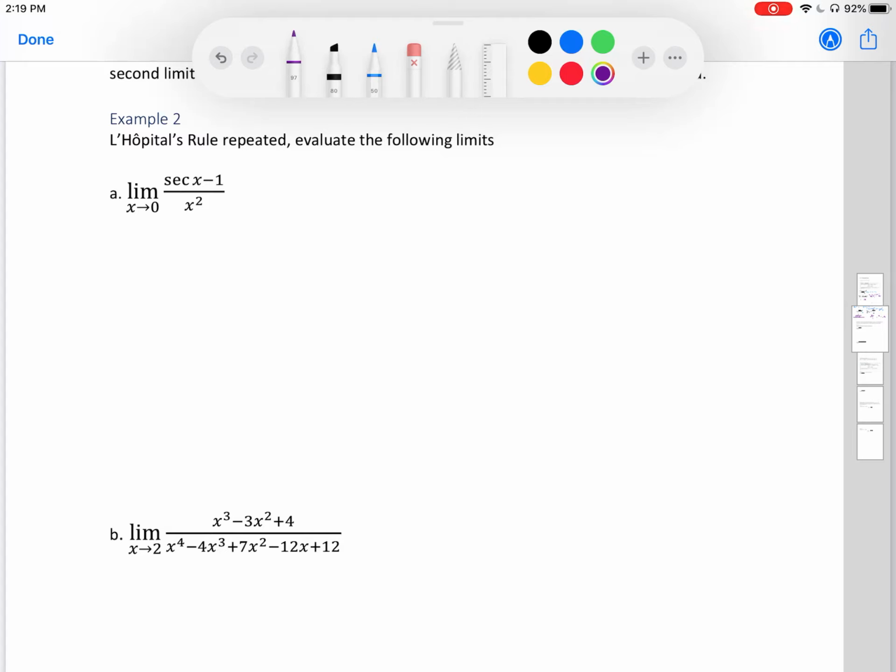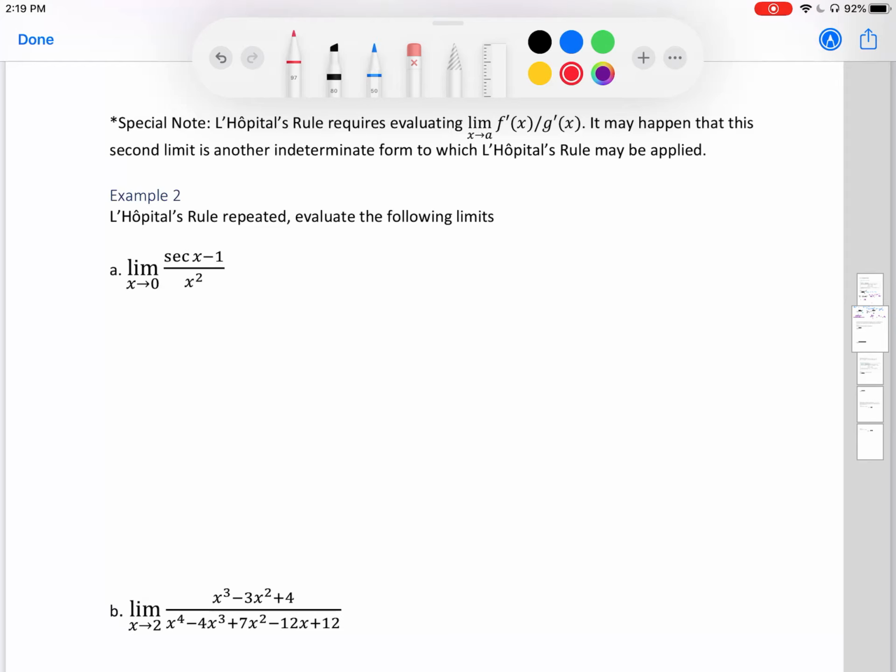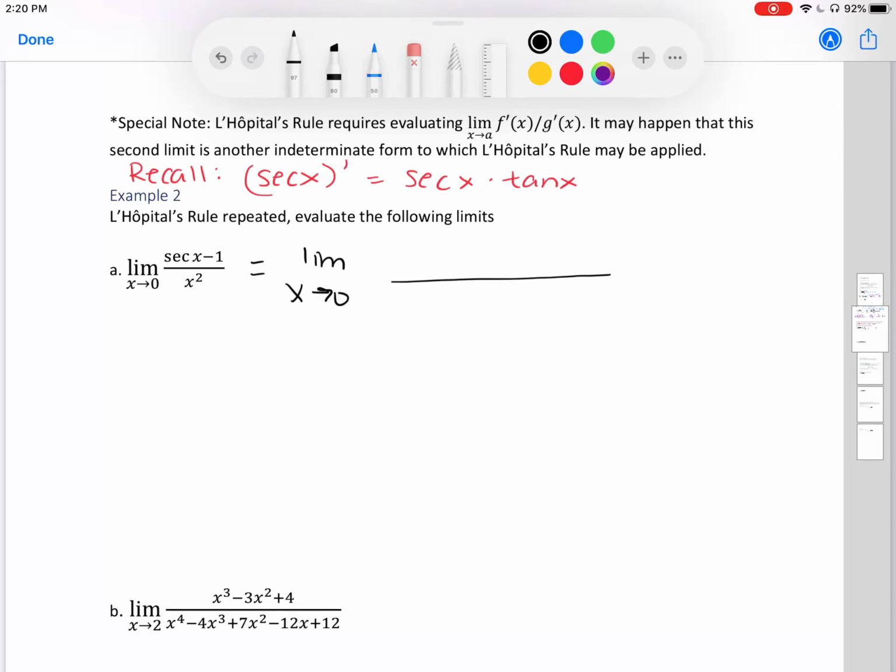Let's go ahead and take the derivative of the numerator and the derivative of the denominator. So before we start, recall that the derivative of secant of x is secant times tangent of x. Okay, so let's go ahead and take the derivative. If we take the derivative, we have the limit as x approaching 0 of the derivative of secant, which is secant times tangent. The derivative of 1 is 0, and then we're left with 2x on the bottom.